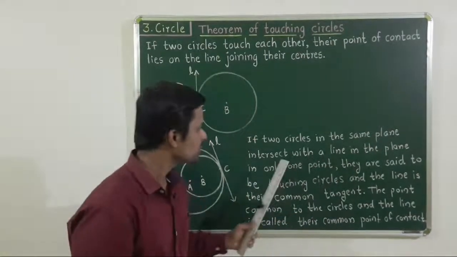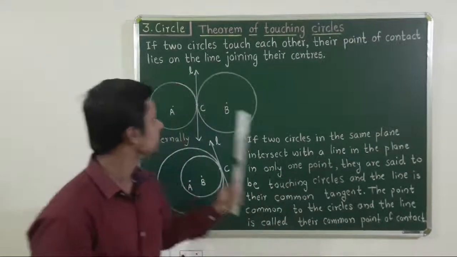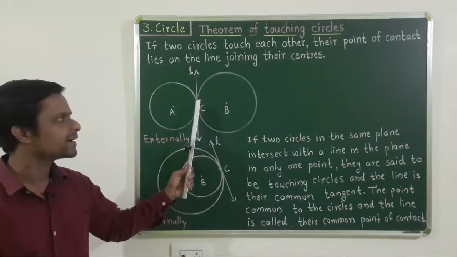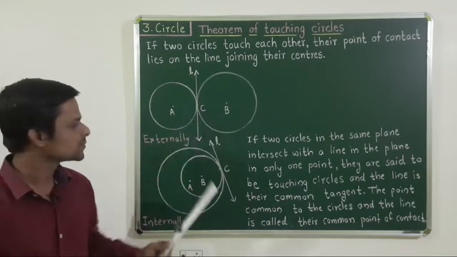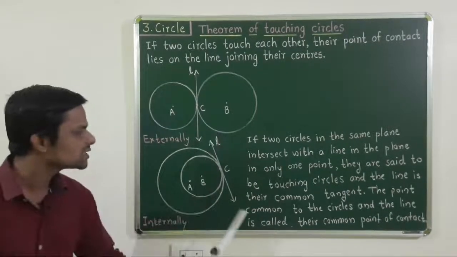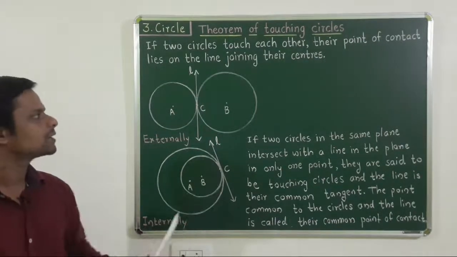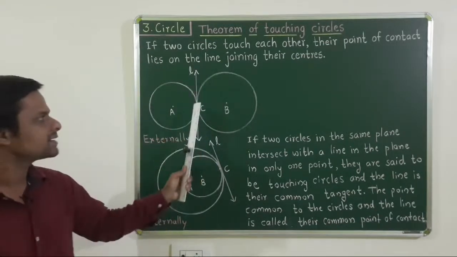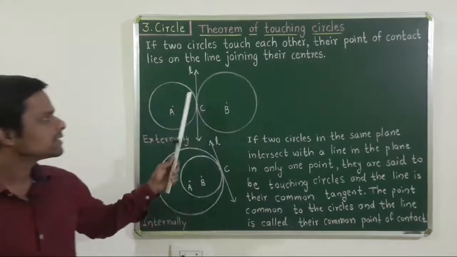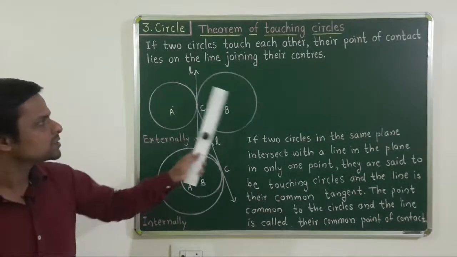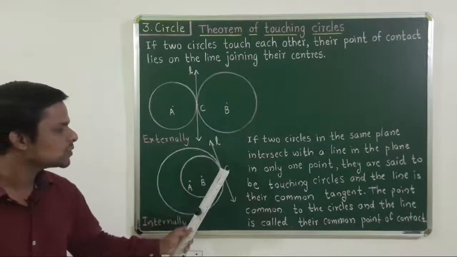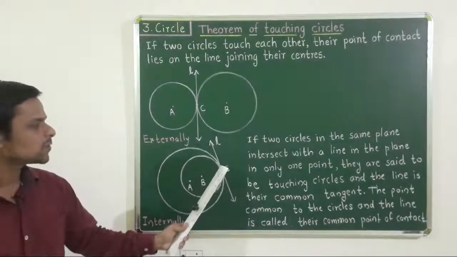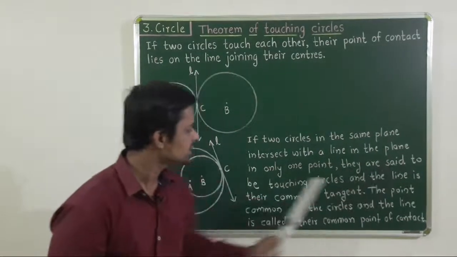The most important part is that these two circles intersect with a line in only one point, and that only one point is here point C. Here also, these two circles intersect with a line in only one point, meaning there is only one common point between these two circles and that line, and that is point C. Then they are said to be touching circles.